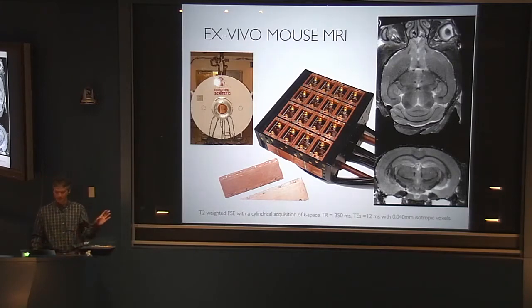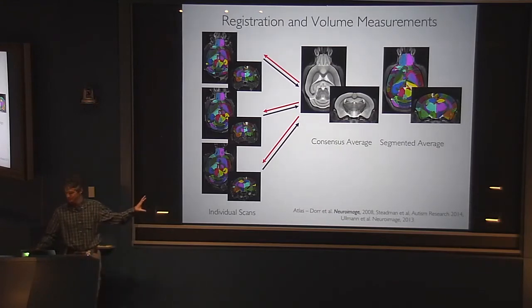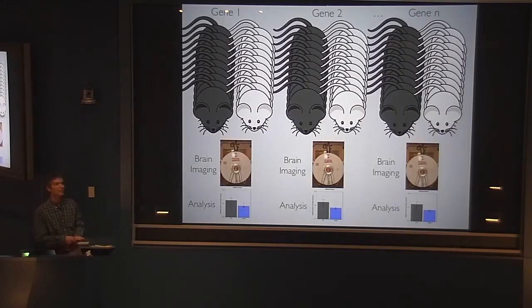So we take this data, and to focus on brain structure, for example, we might have an atlas where every color corresponds to a different brain area, which we can backpropagate with individual scans to then give us volumetric measurements. And we can do this in multiple different mutations.